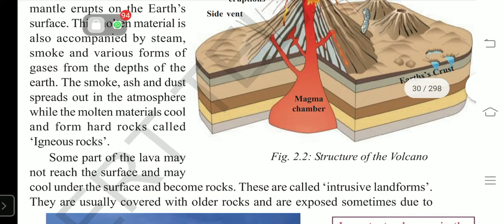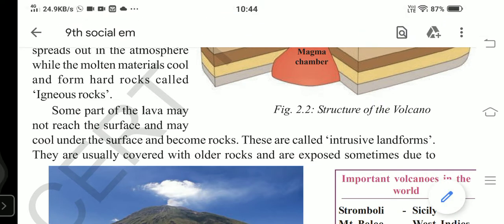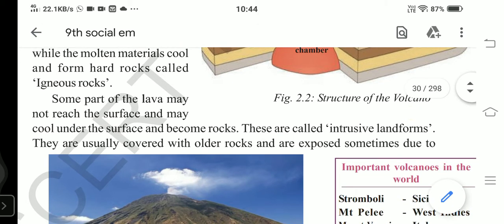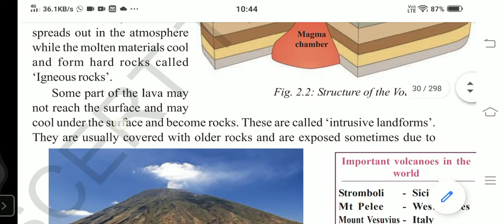Sometimes the lava may not reach the earth's surface as it is not of high intensity, leading to intrusive landforms. So what are intrusive landforms? Landforms which form under the crust. When lava reaches the lower layers of the earth's crust, it becomes cool there and forms a rock layer that is called intrusive landforms. When it comes out, there would be formation of volcanic mountains, that is igneous rocks.